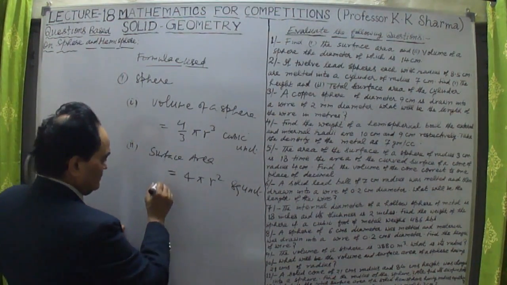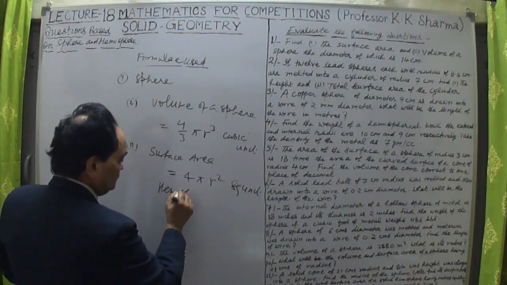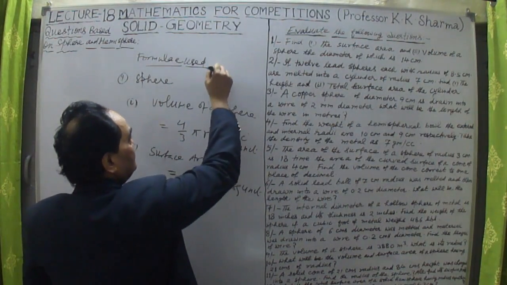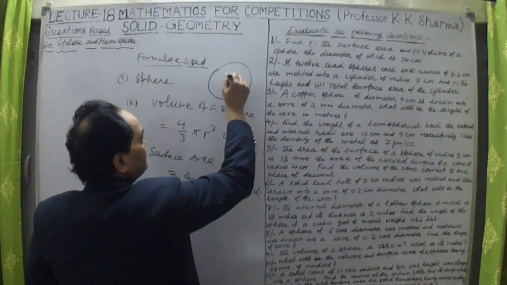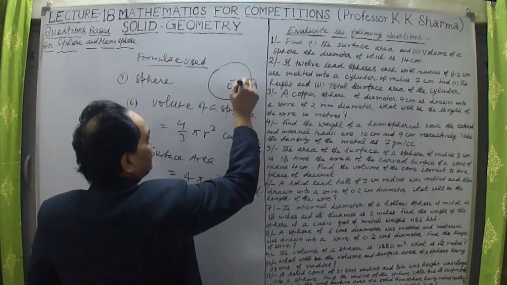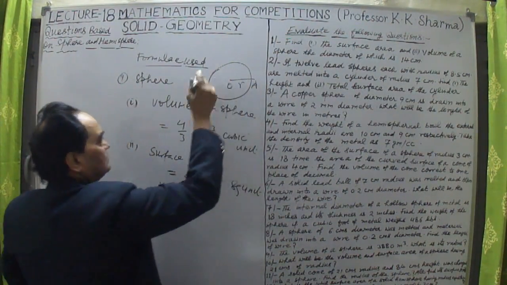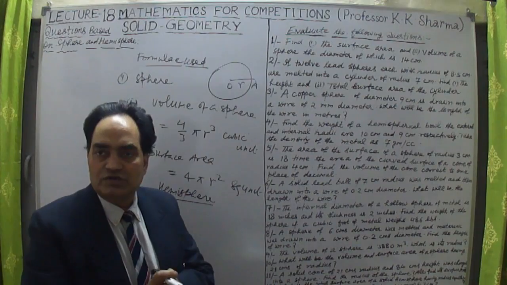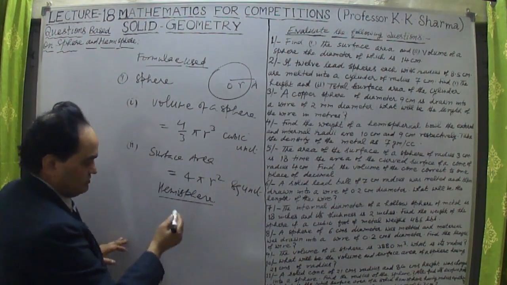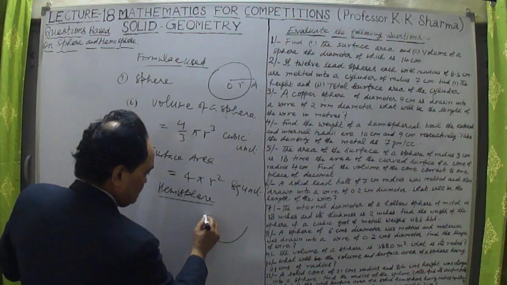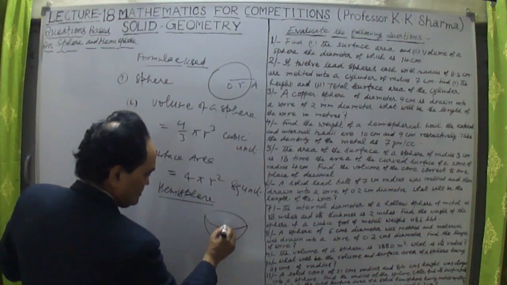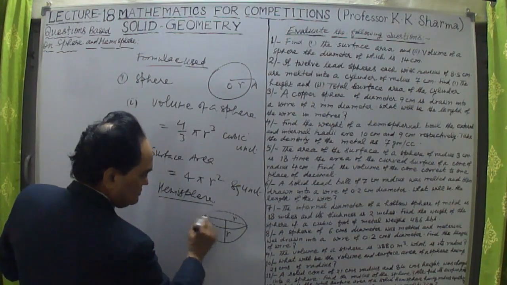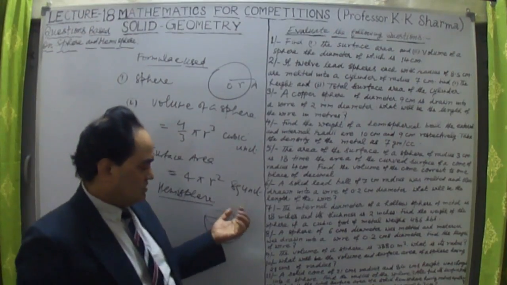Now come to the next thing. What is a hemisphere then? A hemisphere is half of the sphere. This is the sphere, a 3-dimensional figure. The center is O, this is the radius r, only one radius is there. It is just like a football, volleyball, or a solid ball. A hemisphere is just half of the sphere. It may be like this. In this case, there is only the radius. This is the radius, this is the diameter, but the base is a circle.